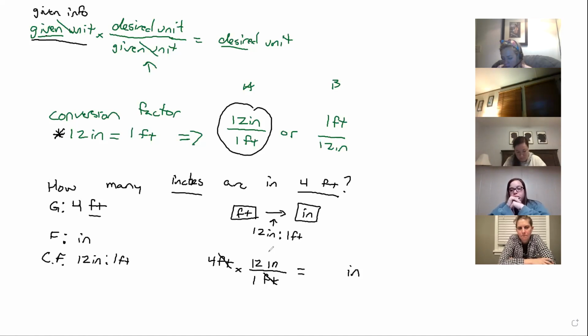So we've got 12, and we're going to take 4 and multiply it by 12. Anything that's above the fraction bar is going to be a multiplier. Anything that's below the fraction bar is going to be a divider. So in this case, we're taking 4 times 12, and then dividing it by 1. We don't really need to divide it by 1. And we get 48 inches. Okay, so there's 48 inches in every 4 feet.